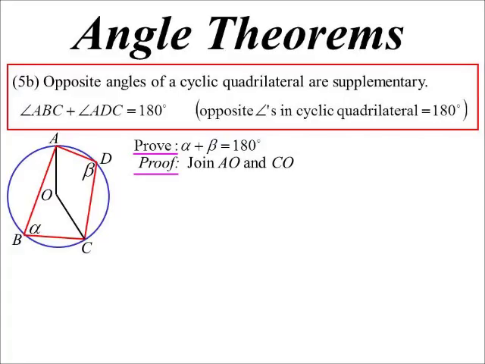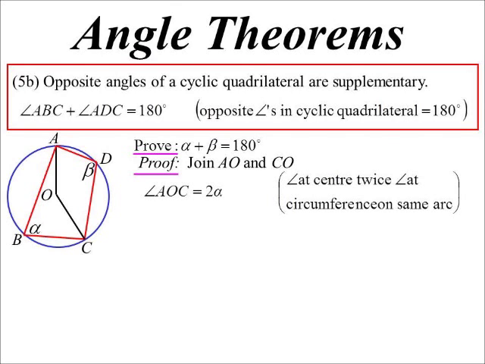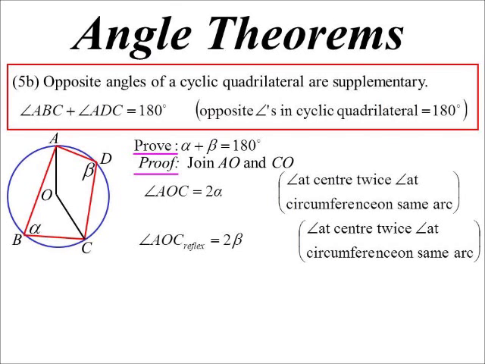I'm just going to join up the other two vertices to the centre of the circle. And then I'm going to use our idea from yesterday, the angle at the centre being twice the angle at the circumference. So I can say angle AOC would be twice alpha. But if I look at the reflex angle AOC, so the bigger one, then it would be twice beta.